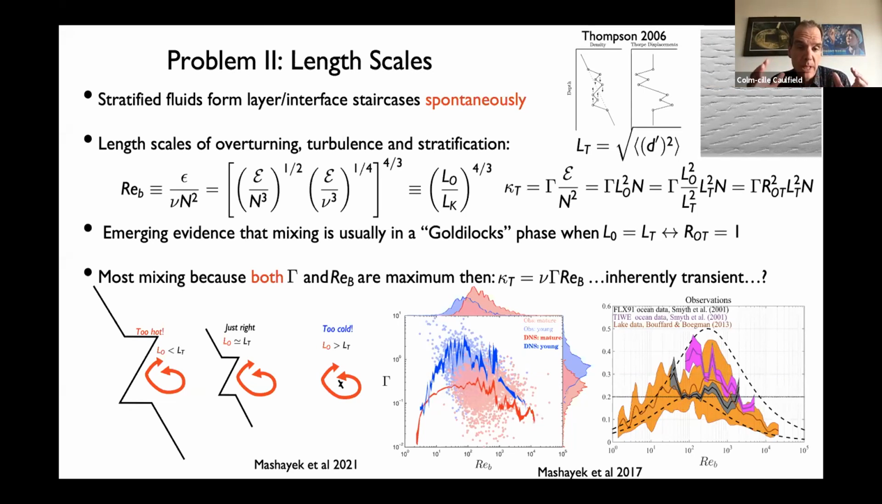And you can then have competing length scales between the length scale of the stratification and the length scale of the turbulence or the overturning. There seems to be emerging evidence, again, that fluids adjust to a kind of Goldilocks phase: neither too hot, where the turbulence is much smaller than the overturning scale, nor too cold, where the overturnings are very small and the turbulence scales are much bigger, but just in between. So that's one emergent thing that's coming through.